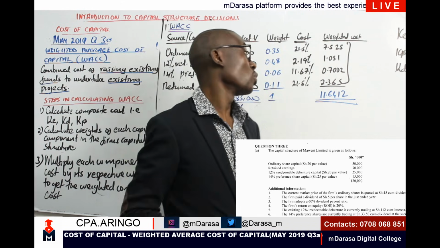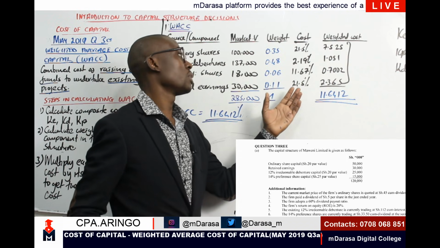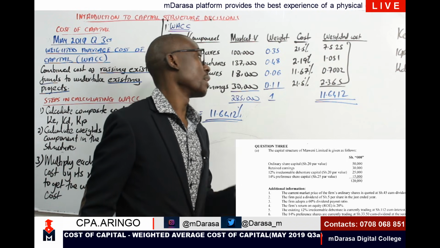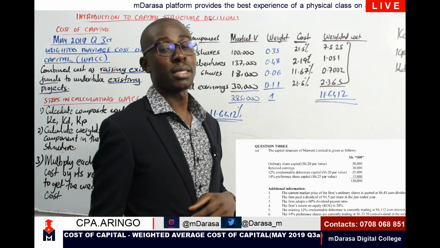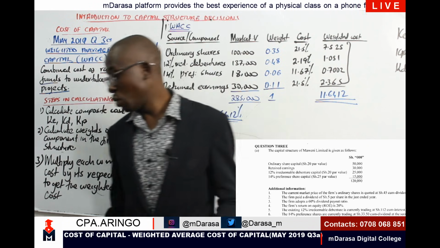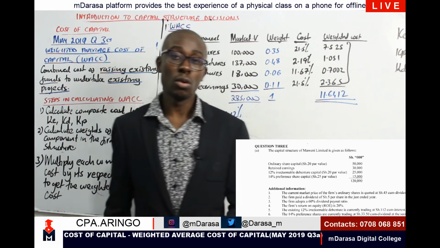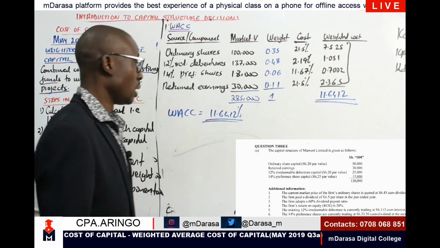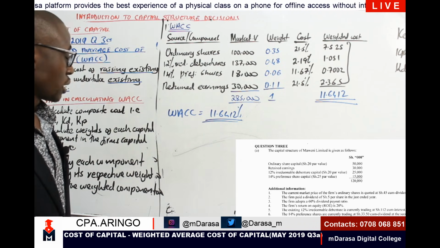So long as you know how to determine your costs, then how to come up with your weights, you are through with WACC. You are through with weighted average cost of capital. So basically that is what you are required to do.